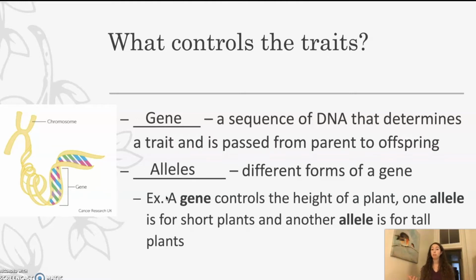So a gene, again, that section of instructions from the DNA, controls the trait of the height of a plant. So we have the instructions, again, those genes, indicating the height of a plant. One allele, so one version of that gene, is for short plants. Another allele, another version of the gene, is for tall plants. So we can have multiple different alleles for one specific trait. In this example, we have two different versions, two different alleles, short and tall.